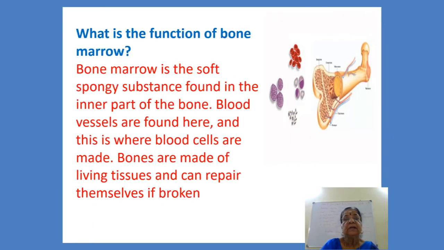The next one, bone marrow. Bone is formed of some spongy substances. That is bone marrow. So what is the function of bone marrow? It is a soft spongy substance. Bone marrow is a soft spongy substance found in the inner part of the bone where blood vessels are found here, and it produces the blood cells. Blood cells like RBC, WBC and blood platelets.